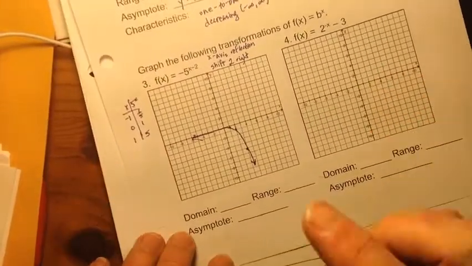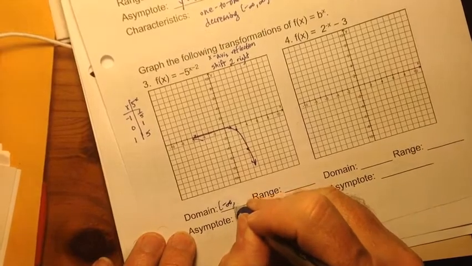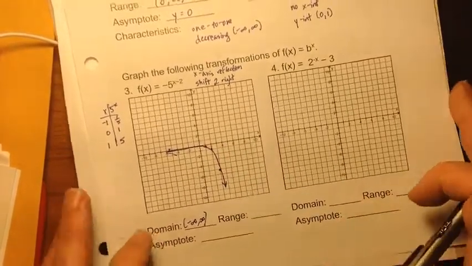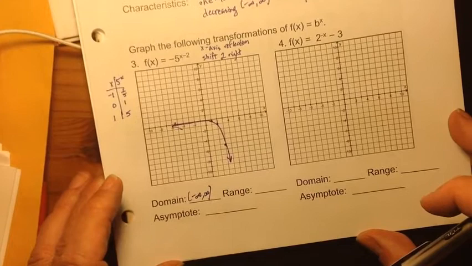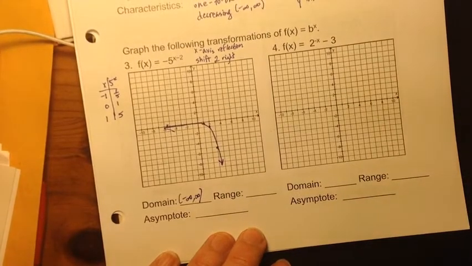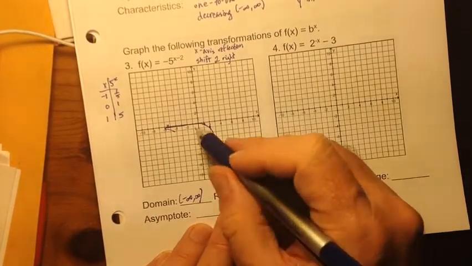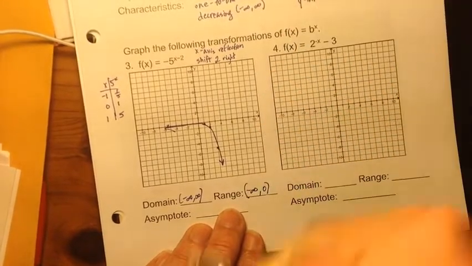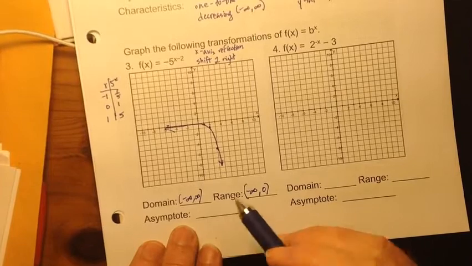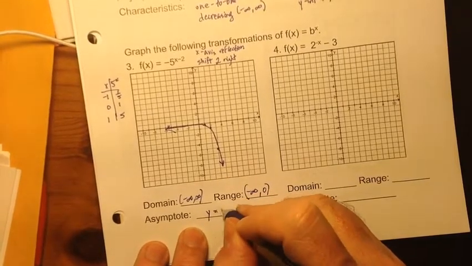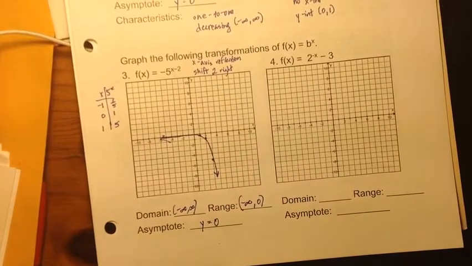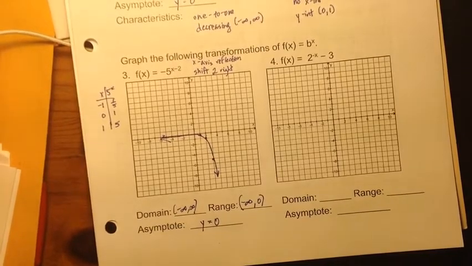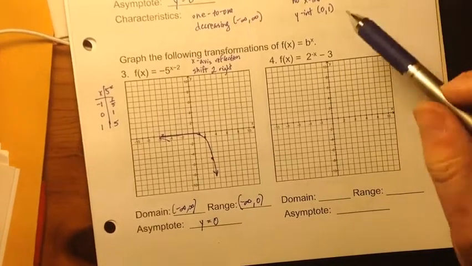All right, my domain on all of these is going to be all real numbers, except possibly on word problems where, you know, for some reason we're limiting the domain. The range in this case is going to be from negative infinity to 0, since we flipped it upside down, and the asymptote is still going to be y equals 0, but now instead of being the bottom of the graph, that's now the top of the graph. Okay, let's look at the next one.